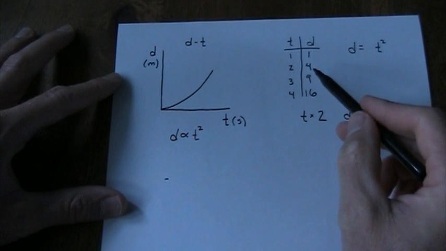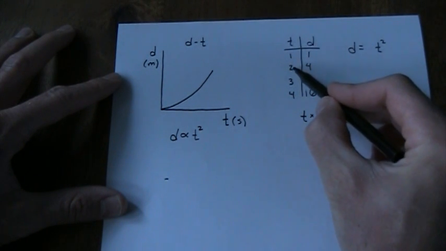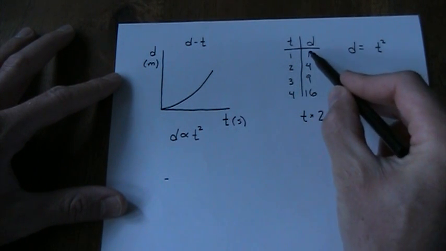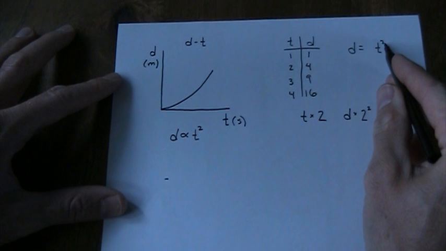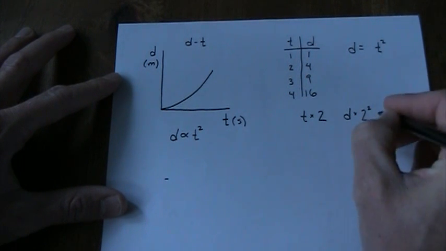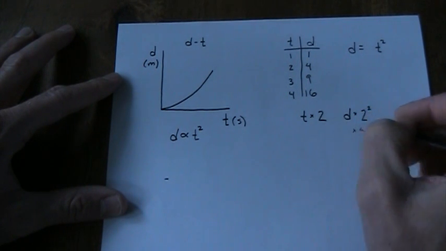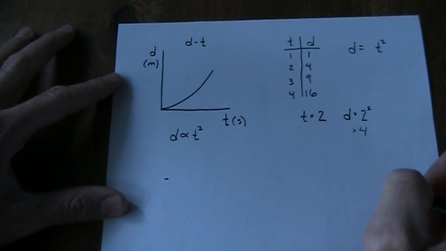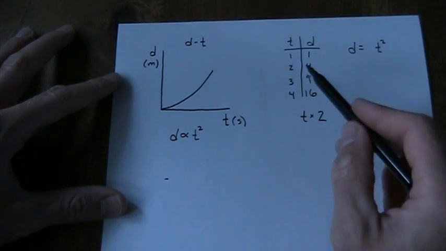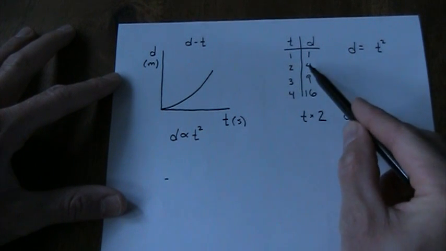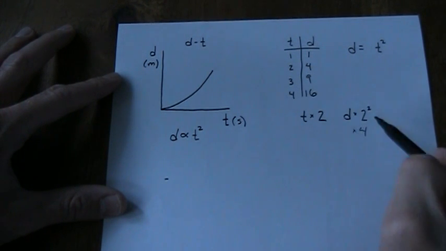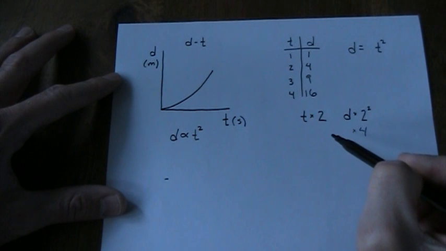Well, looking at my data table, I can see that if I go from 1 to 2, that's doubling, and I'm going from 1 to 4. That's going to be an increase of 2 squared. I've got the squared there. That's why it's going to be times 4 when I look at that relationship. I can look at the same thing here. If I go from t of 2 to t of 4, that's also doubled. 4 times 4 gives me 16, so this relationship stays.